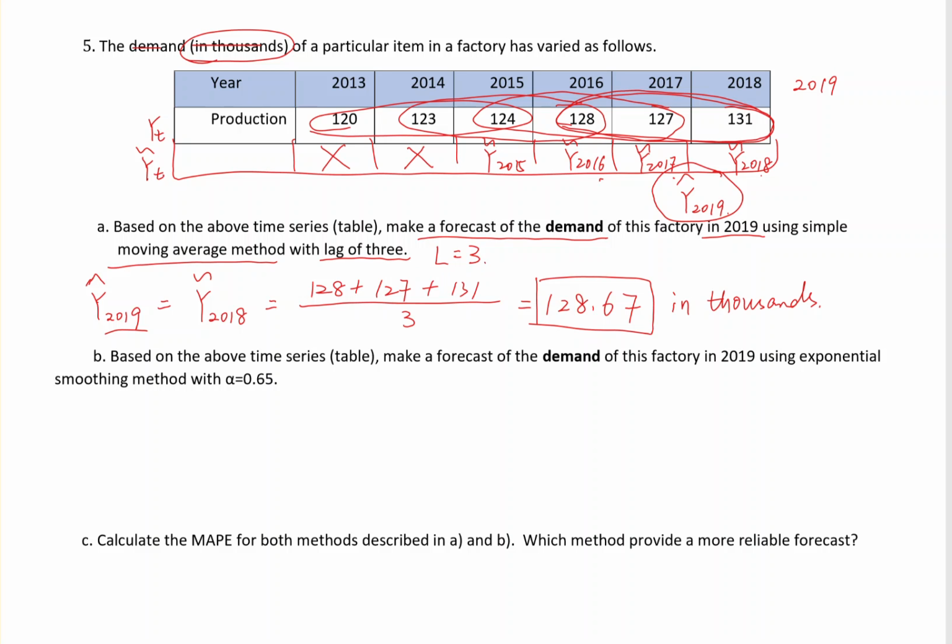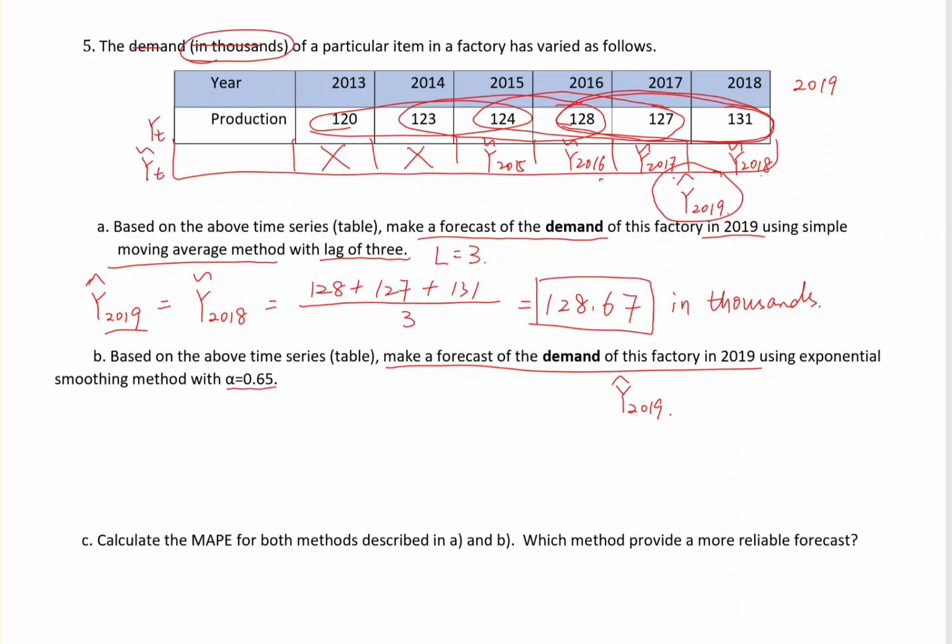All right, so number B. Based on the above time series, make a forecast of demand of this factory in 2019. So actually the question is the same. I'm still asking about the predicted value of 2019. But now we are using the exponential smoothing method with alpha given by 0.65.